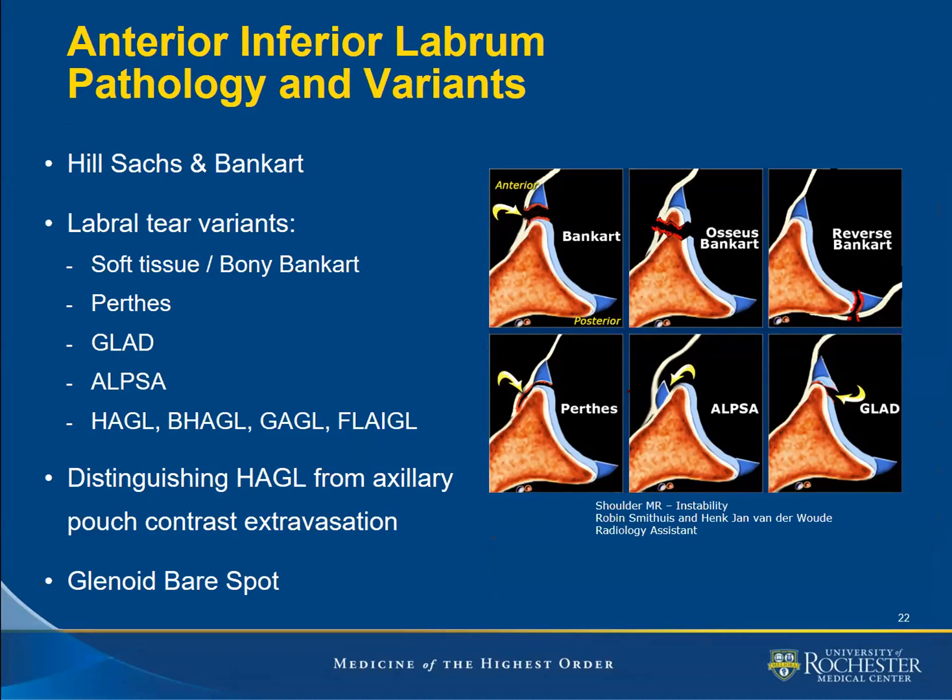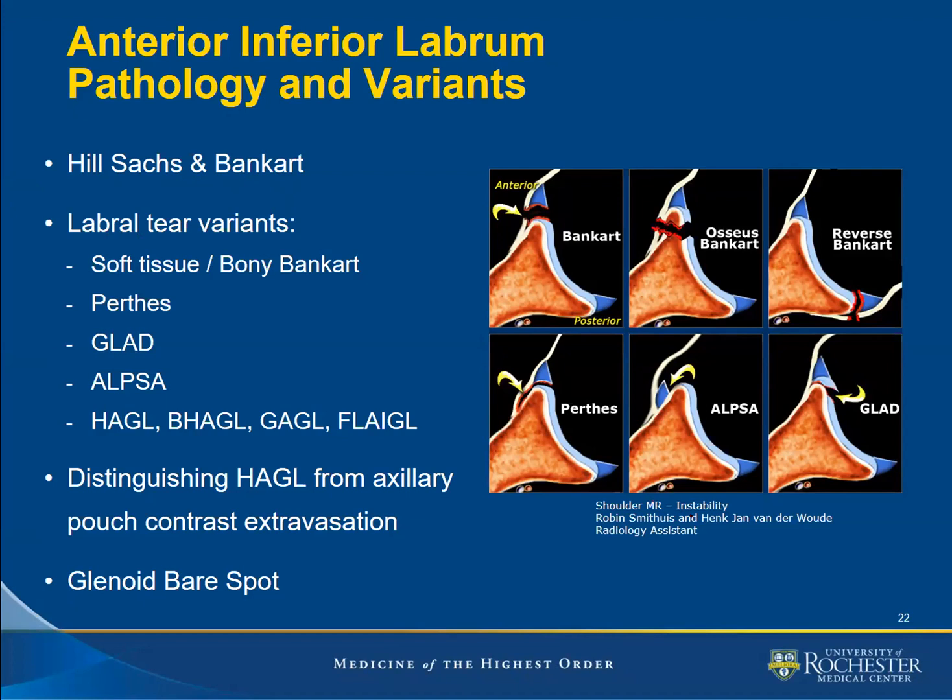Onward to pathology involving the anterior inferior labrum. Pathology involving the anterior inferior labrum is commonly a result of an anterior shoulder dislocation. So in this case, we're talking about macro instability instead of micro instability. As such, we will discuss the idea of a Hill-Sachs and Bankart defect. And then we'll go into the various labral defects that could occur at the anterior inferior quadrant of the glenoid.